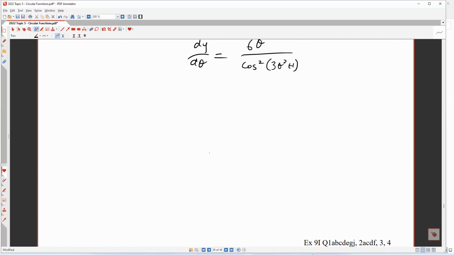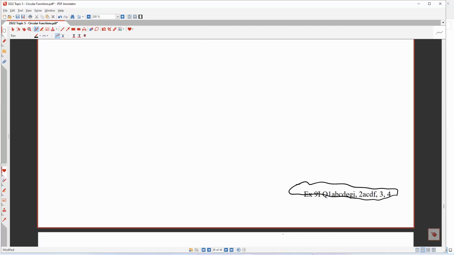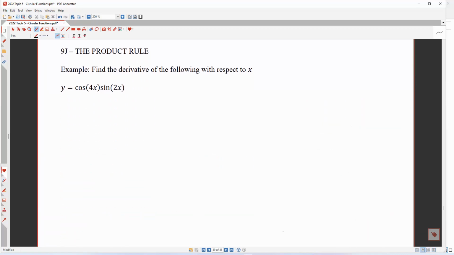All right, so there are your questions for the chain rule. Let's roll straight on to the product rule. Find the derivative of the following with respect to x. Remember the product rule is one function multiplied by another function. So we write down u, in this case cosine 4x, and v is the sine of 2x.